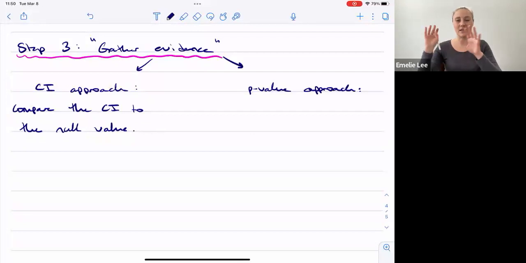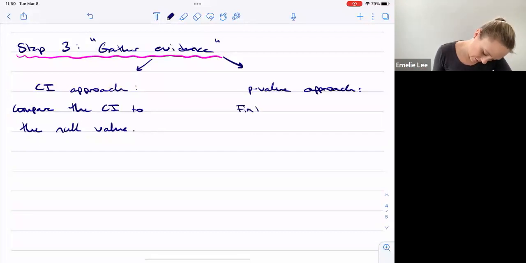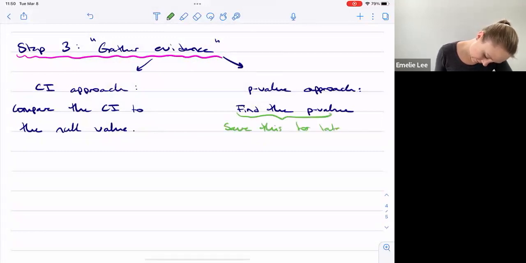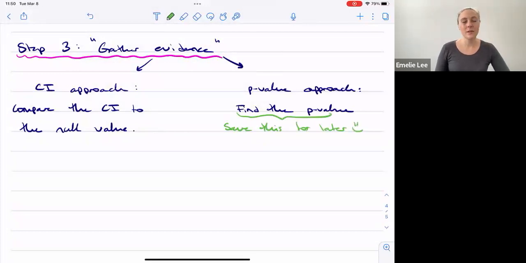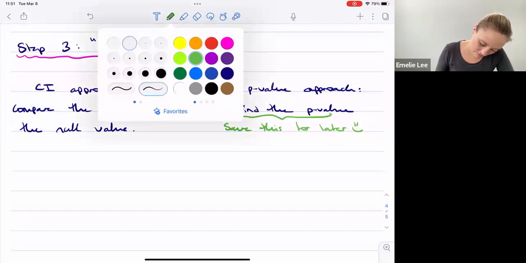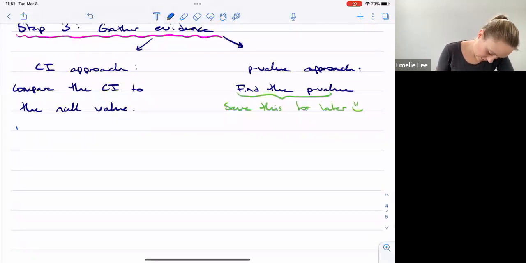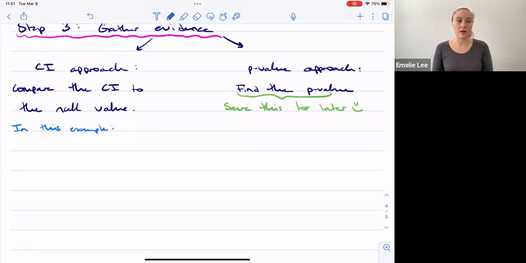That's very vague, and we're not going to get into it. We're going to save that for later, right? But we're going to say find the p-value. Save this for later. Okay, next day. So we're not going to do that, but that's what we would do, and I'll show you how to do it. Okay, but for now, in this example, we're using the confidence interval approach.